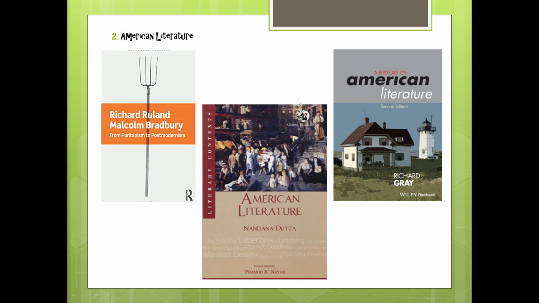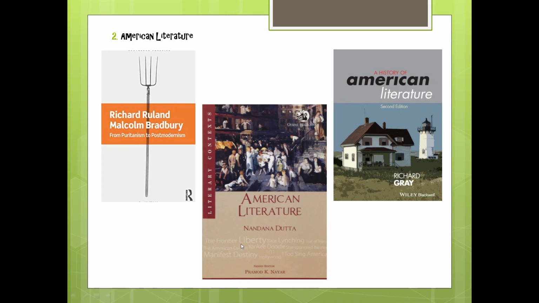And finally, American Literature by Nandana Datta is also quite a famous book that one should read in order to get a good grasp of American literature. This is also a sort of reference book. It's part of Orient Black Swan's literary context series, and it is edited by Pramod Nair.